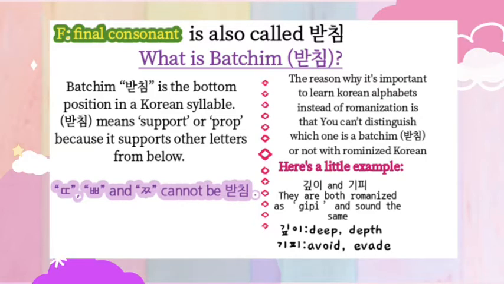Never ever. And the reason why it's important to learn Korean alphabets instead of romanization is that you can't distinguish which one is a 받침 or not with romanized Korean. And there is a rare example with gipi and gipi. They are both romanized as gipi, G-I-P-I, and they sound the same, but they are two different words with two different meanings. So gipi means deep, depth, and gipi means avoid, evade.